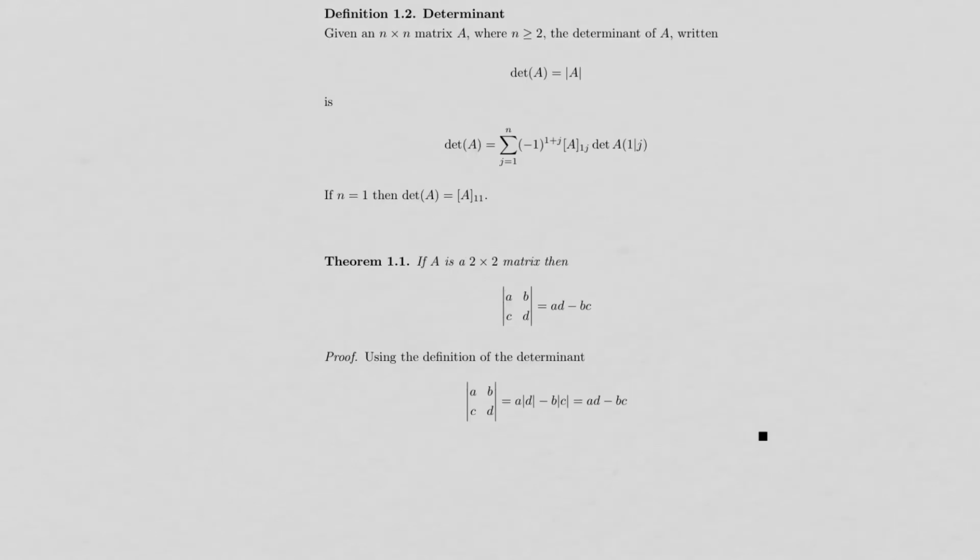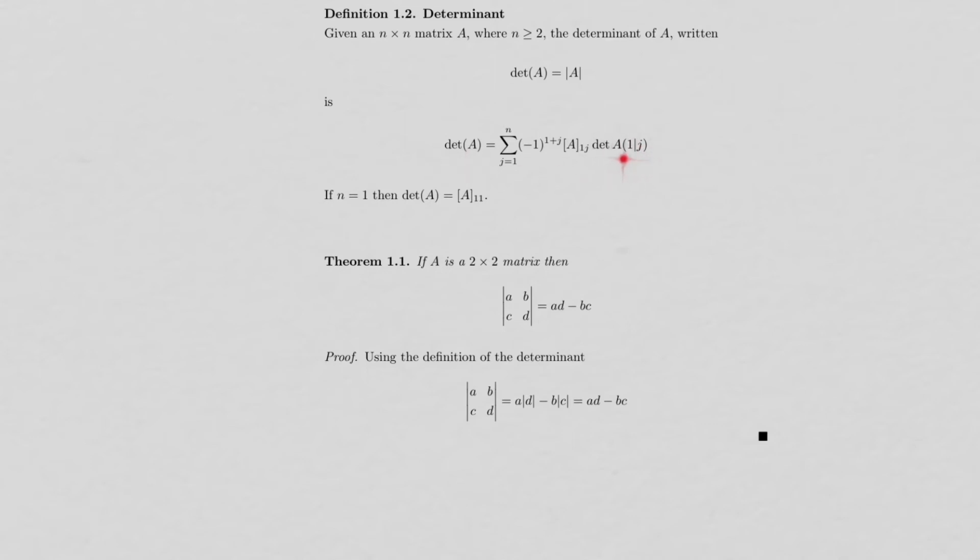If we go back and look at the definition here, the determinant of A is the sum of some terms that include the determinants of A1j. So if A is 5 by 5, these determinants will be 4 by 4s. Well, how do you evaluate these 4 by 4s? You use this definition again.